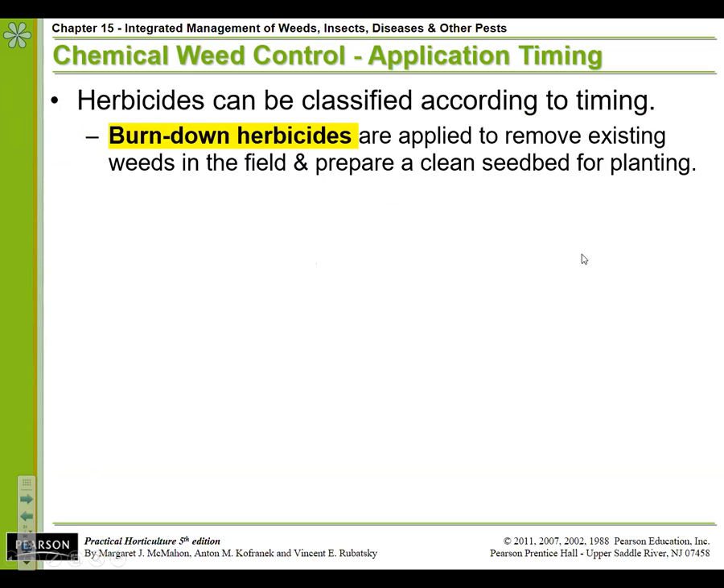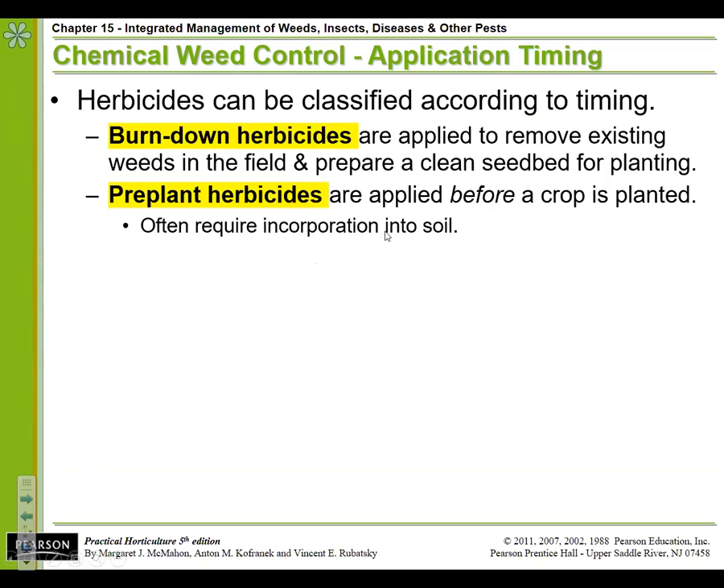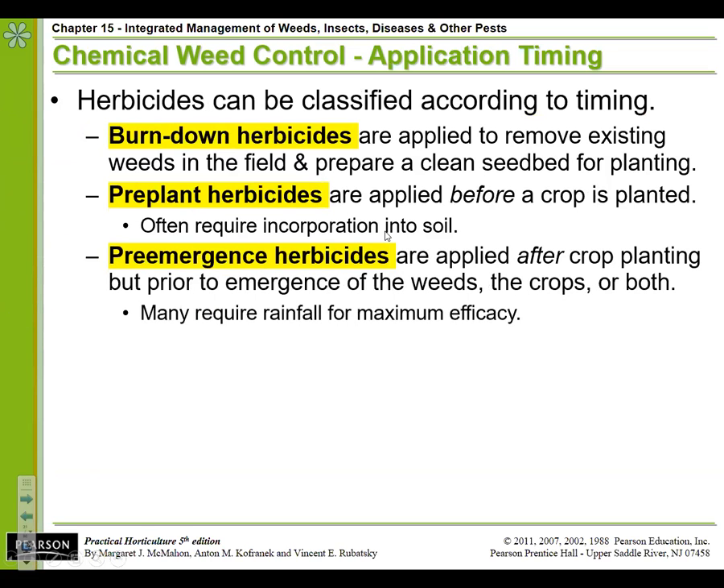On the timing, we can look at the burn down herbicides that are applied to remove existing weeds, or we can look at pre-plant herbicides that we're applying before or after a crop is planted, depending on how we're planting the crop. These are incorporated into the soil.